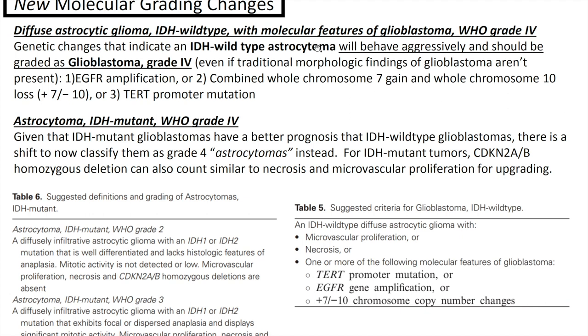So this section is called new molecular grading changes. So for diffuse astrocytic glioma, IDH wild type, with molecular features of glioblastoma or WHO grade 4, genetic changes that indicate an IDH wild-type astrocytoma will behave aggressively and should be graded as glioblastoma grade 4, even if traditional morphologic findings of glioblastoma aren't present. So, 1, EGFR amplification, or 2, combined whole chromosome 7 gain, or whole chromosome 10 loss, so gain of 7, loss of 10, or TERT promoter mutation. So even if you lack the traditional morphologic findings of a glioblastoma, if it's IDH wild type, it's going to be graded as a glioblastoma grade 4.